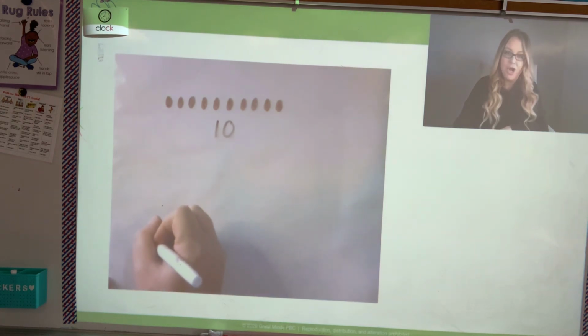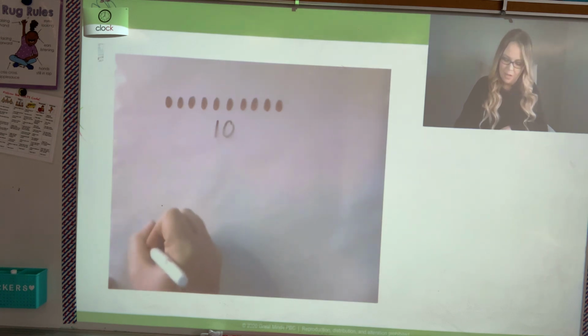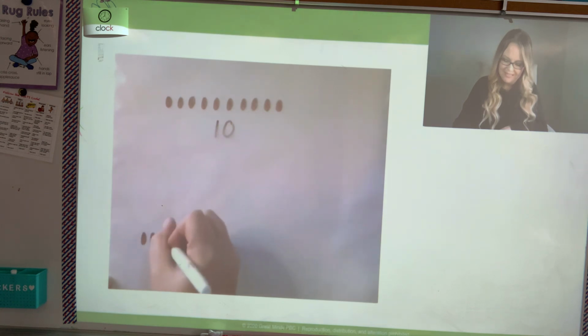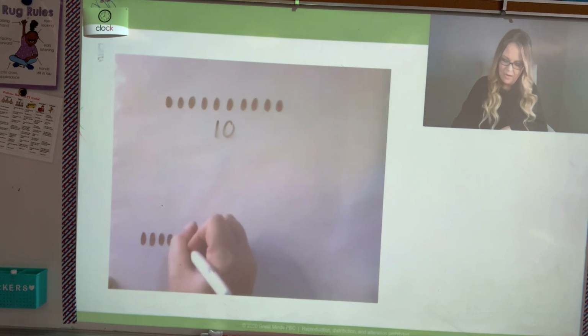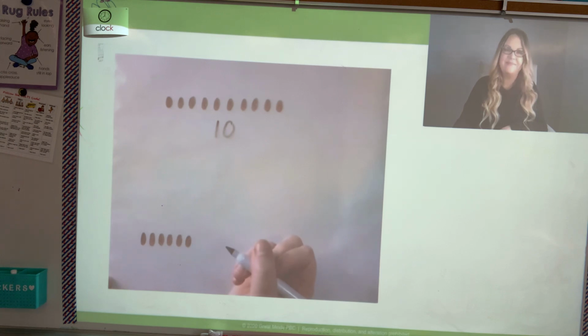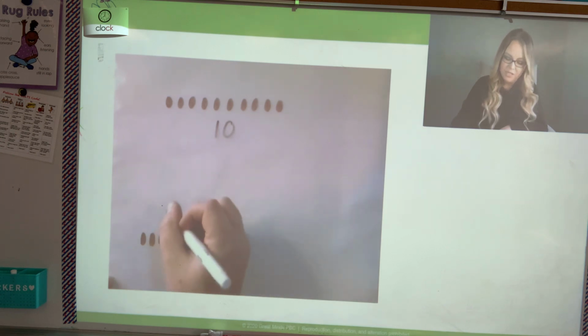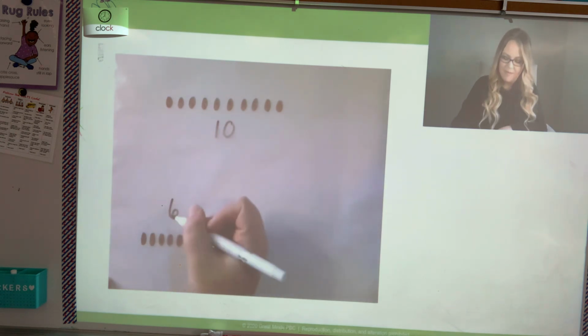So I'm going to draw my 6 beans and you do the same. 1, 2, 3, 4, 5, 6. Then I'm also going to write the number 6 above that group of beans.